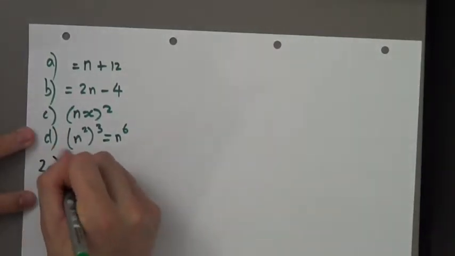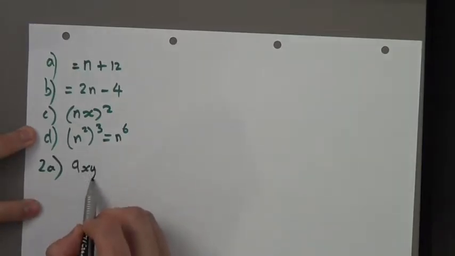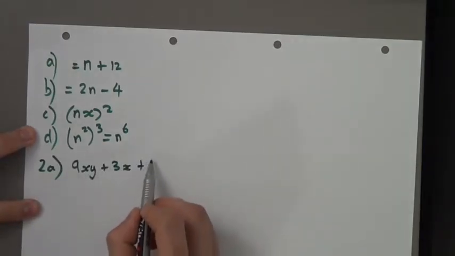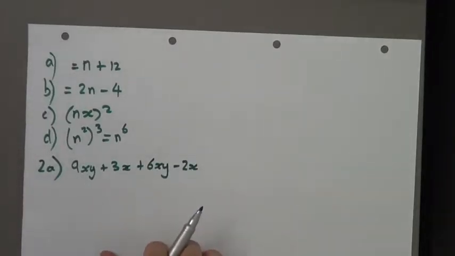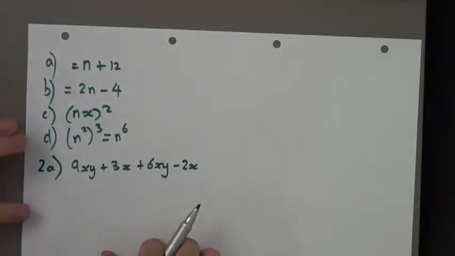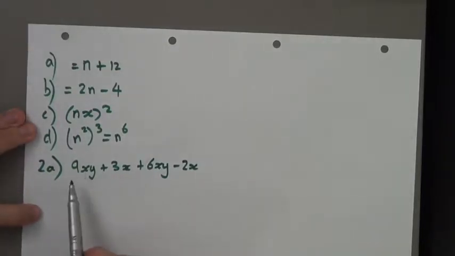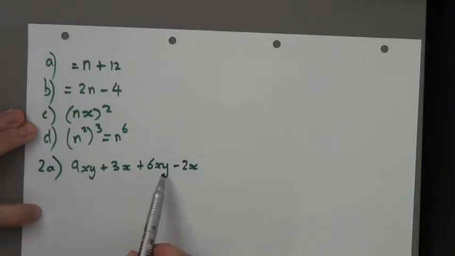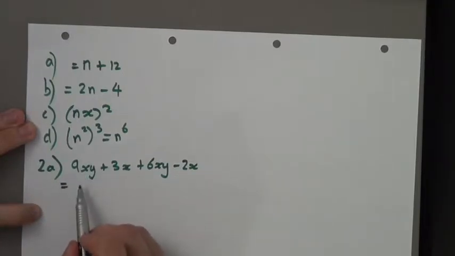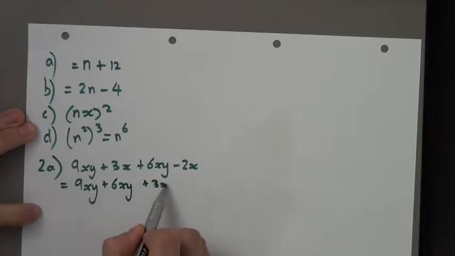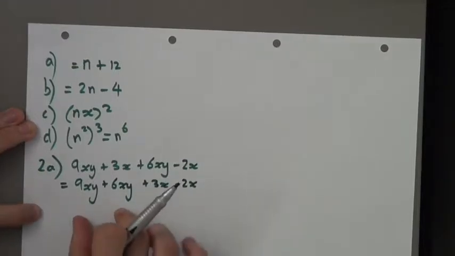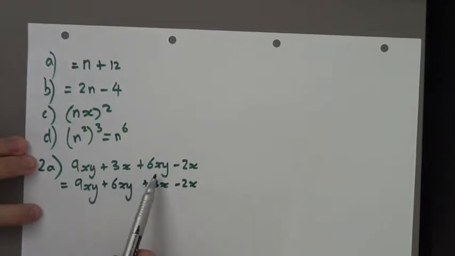Now, question 2a asks us to simplify 9xy plus 3x plus 6xy minus 2x. Now, when you simplify expressions like this, you need to look for the like terms. What is common? We've got an xy together here and an xy here, and then x is there. So this can actually equal 9xy plus 6xy plus 3x minus 2x. I've just literally moved this plus 6xy close to this one.